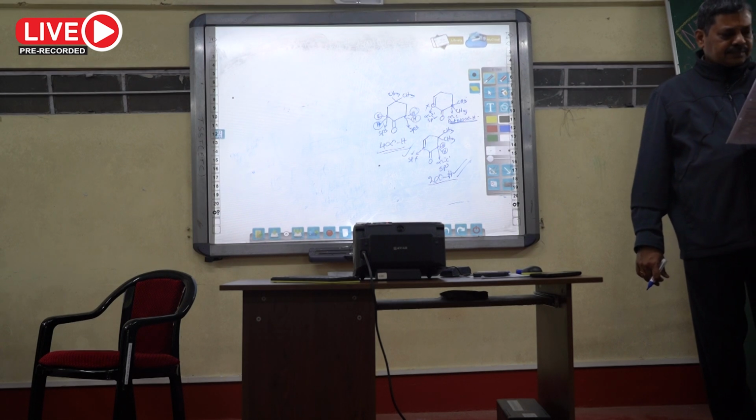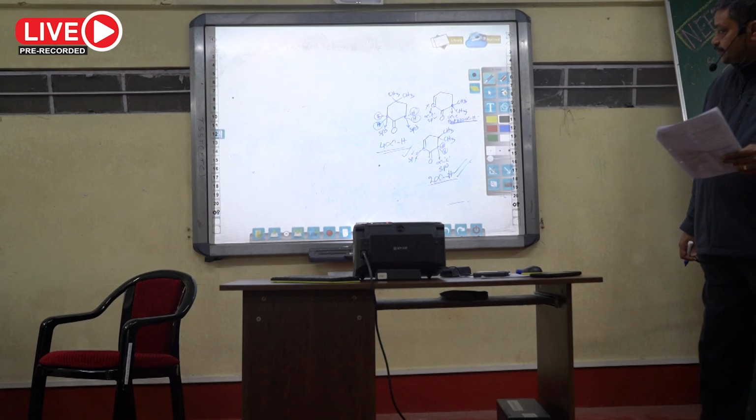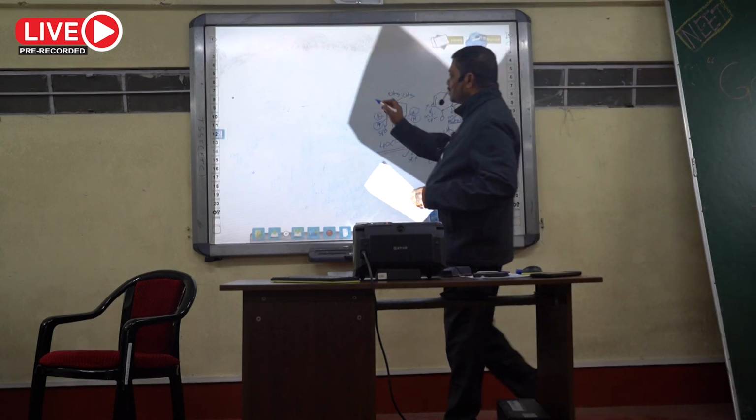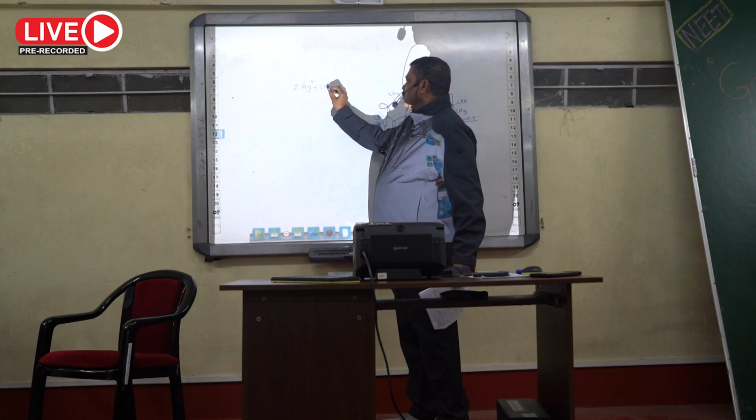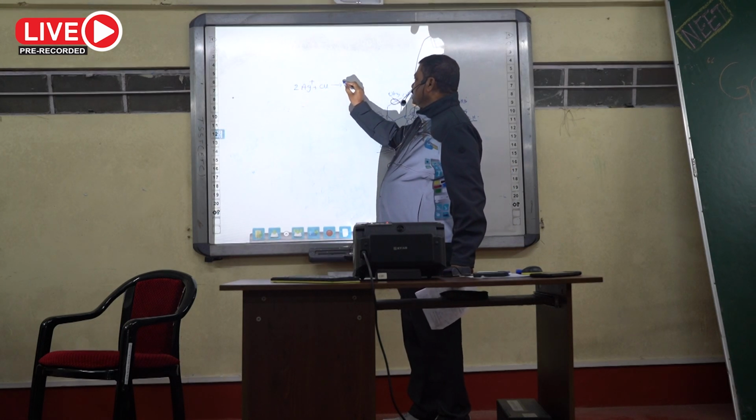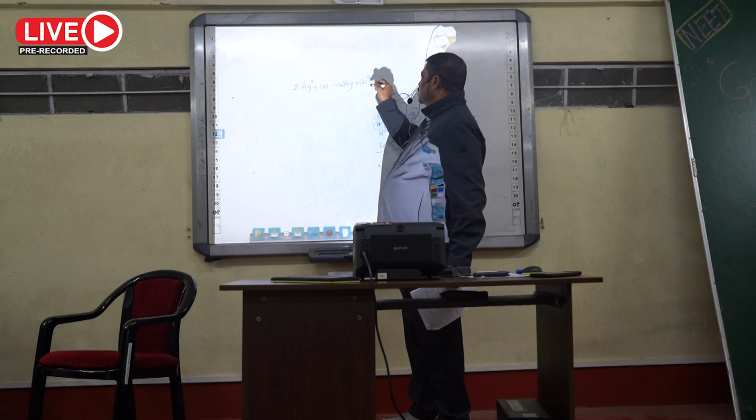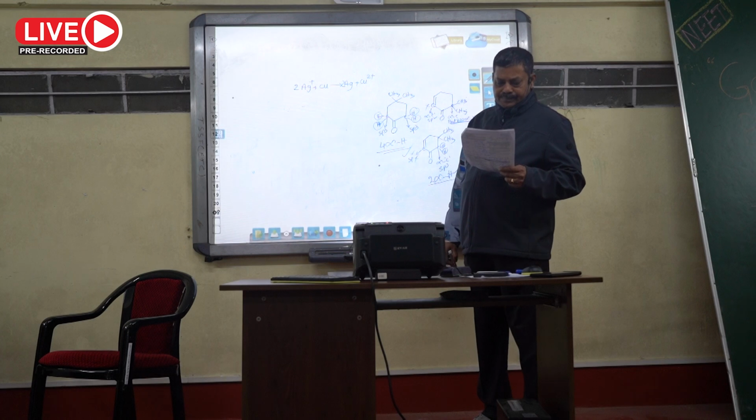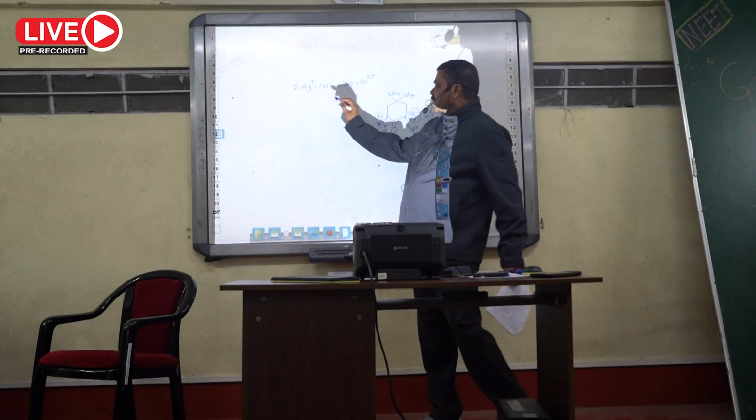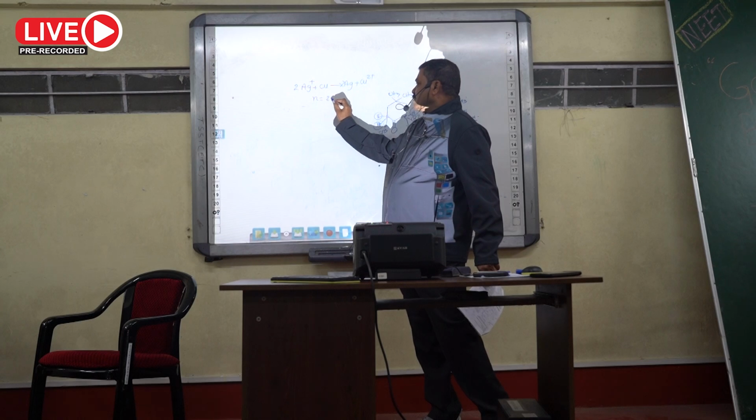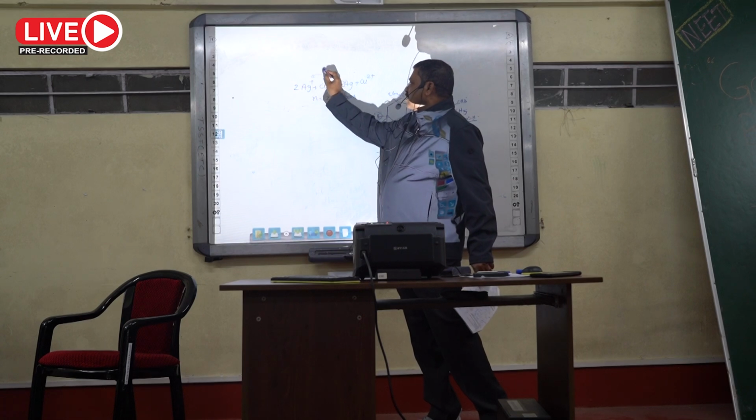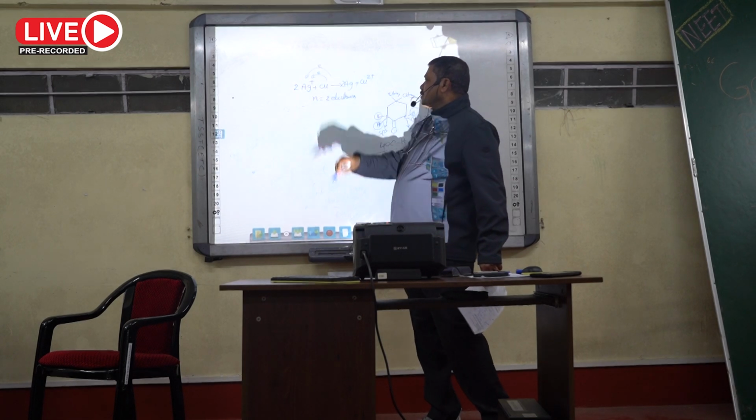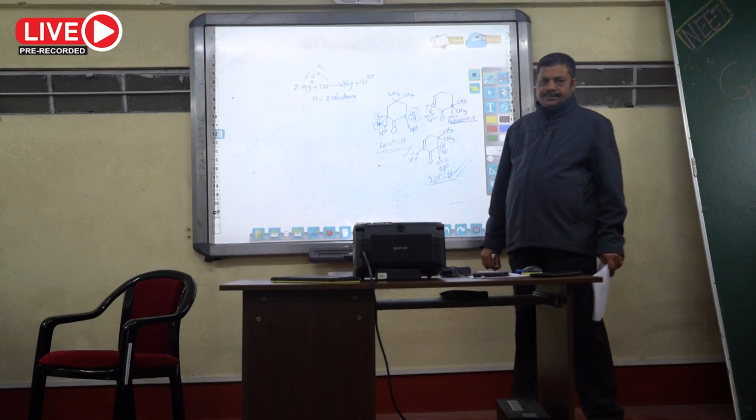Now for the next question. Now for the reduction of silver ions with copper metal: 2Ag+ plus Cu gives 2Ag plus Cu2+. So here it is a 2 electron change. Copper is giving 2 electrons to silver.